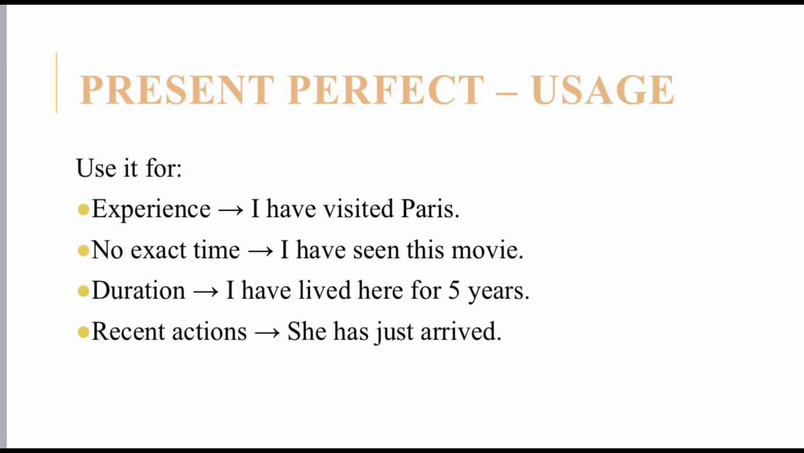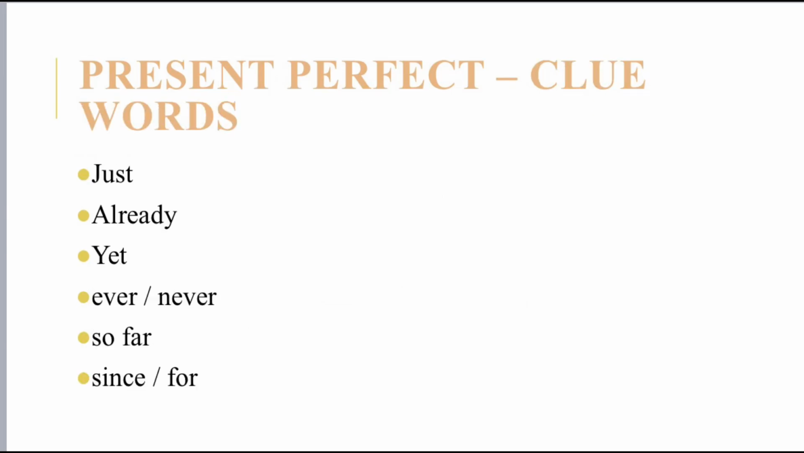We use present perfect for first experience. For example, I have visited Paris. Second, no exact time. I have seen this movie. Third, duration. I have lived here for 5 years. Fourth, recent actions. She has just arrived. So you use it when the past action is connected to the present. Important clue words. Just, already, yet, ever, never, since, for. These words are strong signals for present perfect.